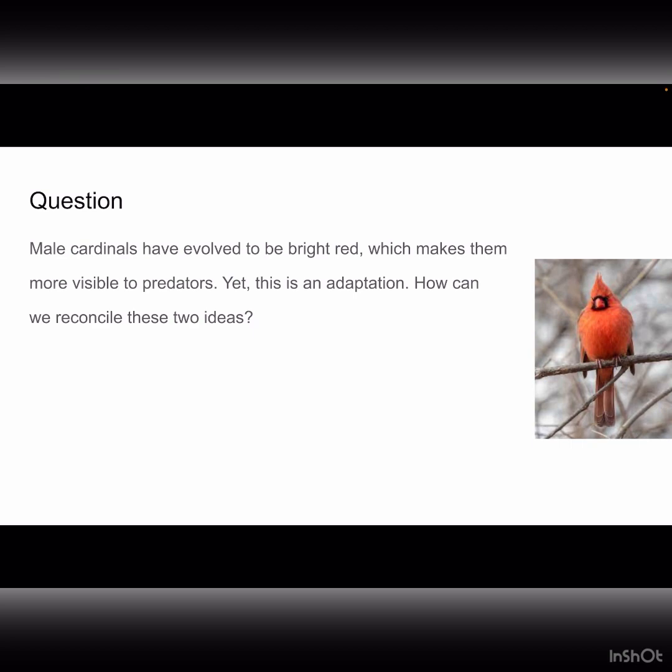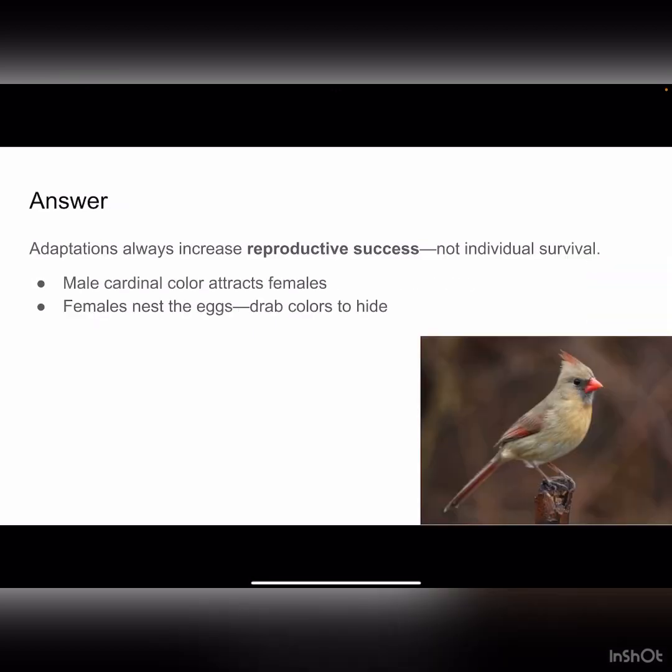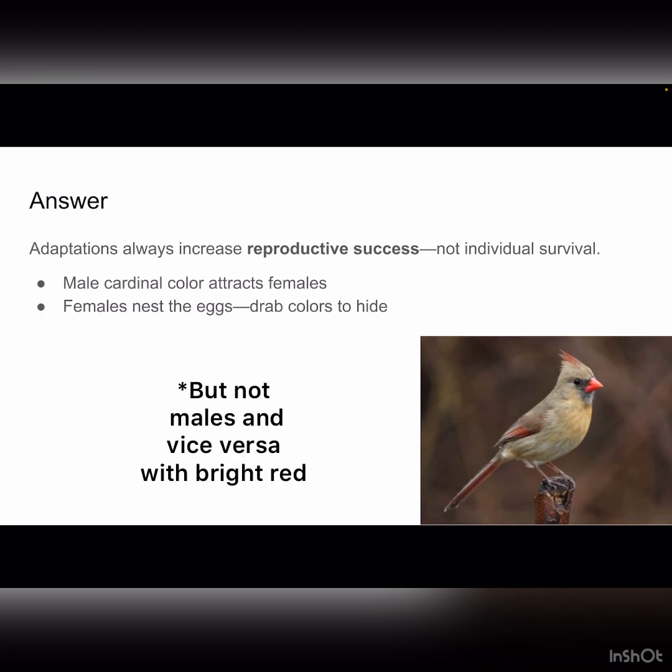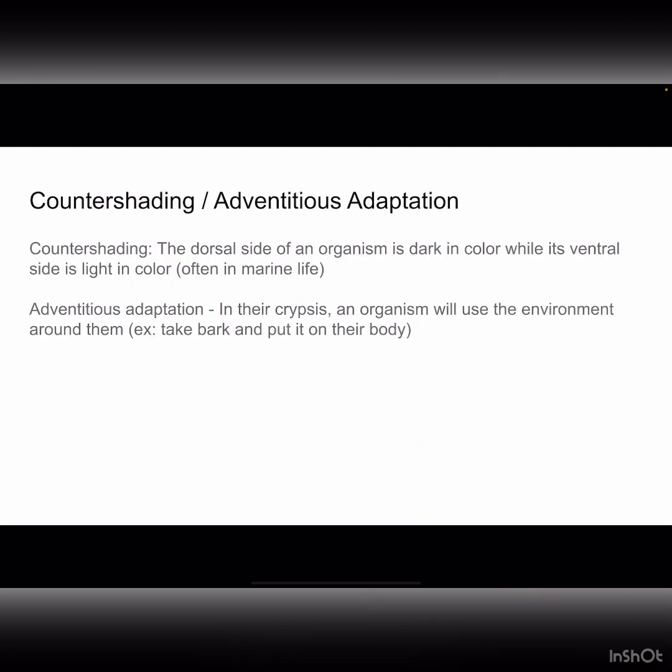This is an example of an adaptation because adaptations always increase reproductive success, not individual survival. In male cardinals, their red color helps them to attract a mate. This, in turn, increases their reproductive success. However, females are not bright red because they get to be the choosy sex. They're not trying to get selected or necessarily attract a mate. Instead, their reproductive success is increased by nesting their eggs after they copulate with the mate that they have chosen. Therefore, drab colors are an adaptation for female cardinals.